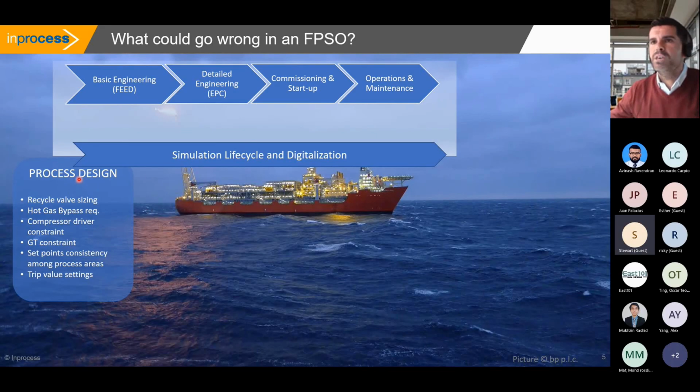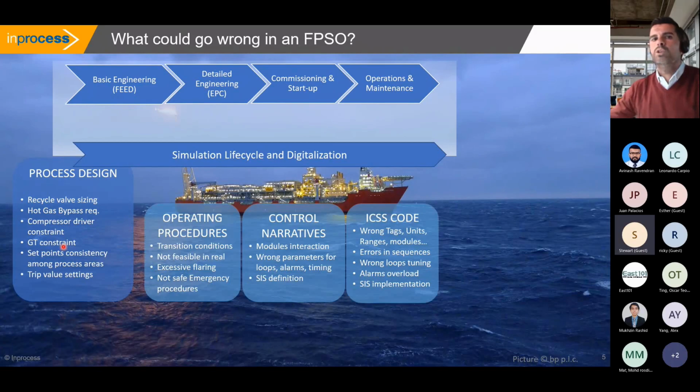So what is important to mention is that the first thing that we address is to try to solve the different process design issues that may appear in a project like this, or in a processing facility like this, right? And the first thing that we address is the kind of process design studies that we deploy to address different issues that may appear regarding the process design. That means recycle valves design, hot gas bypass requirement, compressor driver constraints, gas turbines constraints, set points consistency, trip value settings, right? So one kind of upsets that we may face is related to process design.